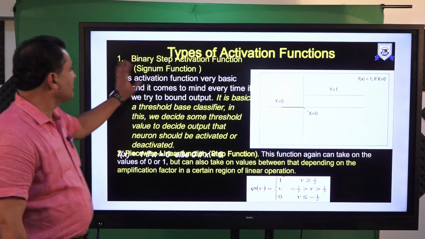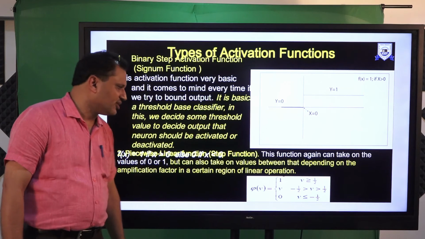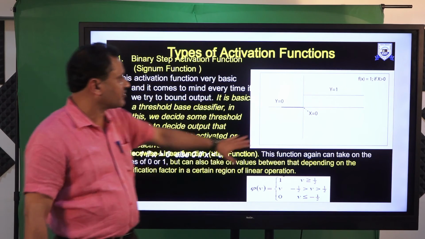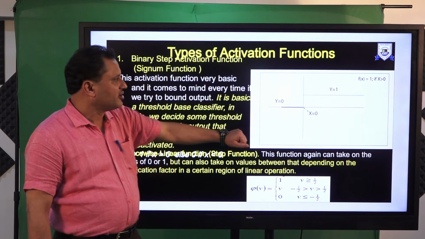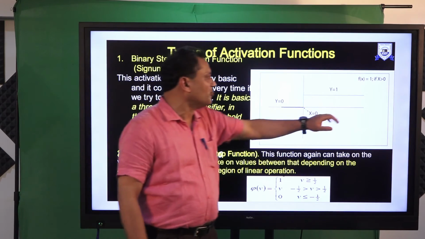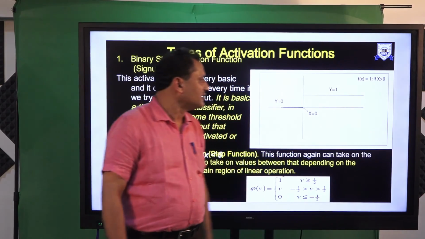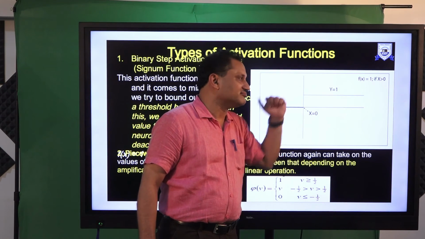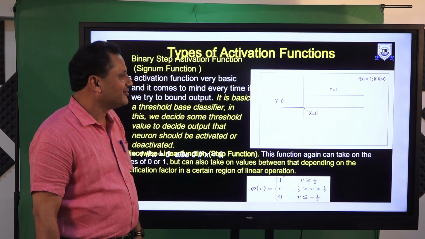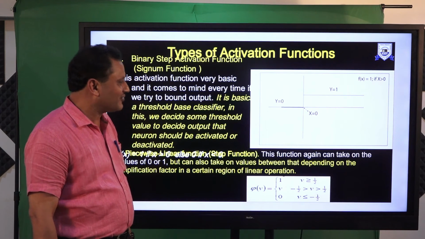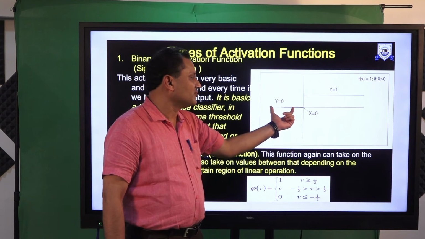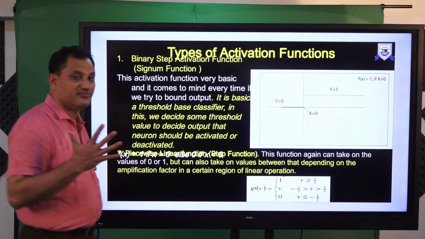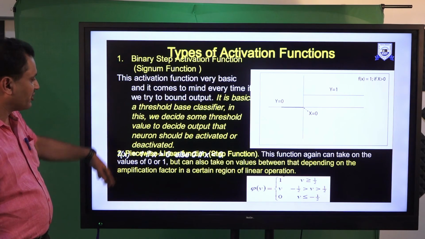First, the binary step activation function, or signum function also. It's a very simple function. We can understand from this picture. This binary step function gives two outputs, 1 or 0. If the value of x is greater than 0, y will be 1. If the value of x is less than 0, it always gives you y equal to 0. And if x is 0, the output is undefined. So that is how we have to use the signum function.